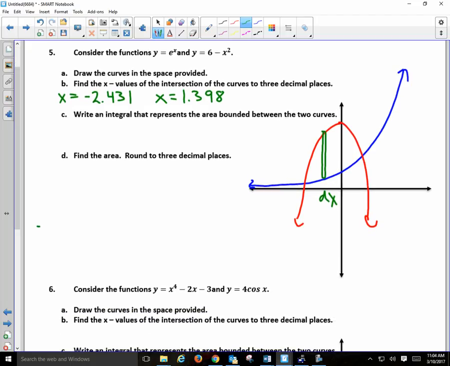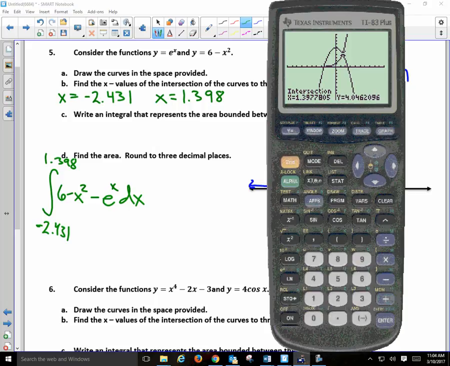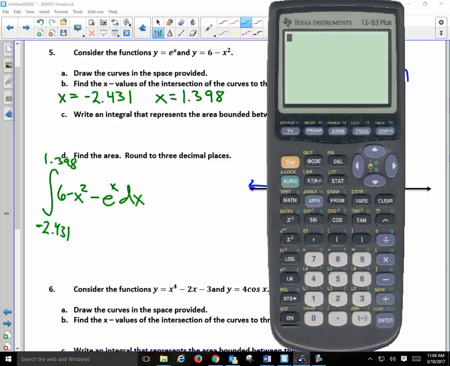I really should have left more space here, but it says write an integral. I'm going to write the integral here. So my bounds are from negative 2.431 to 1.398. What's the top curve? 6 minus x squared. And what's the bottom curve? e to the x, dx. Now, we don't really have the algebra skills at this point to be able to find those intersection points. That's why we had to use our calculator. Whereas the first problem, we were able to find the intersection, right? So that's part of what I want you to understand, is that sometimes you can use it, sometimes you can't.